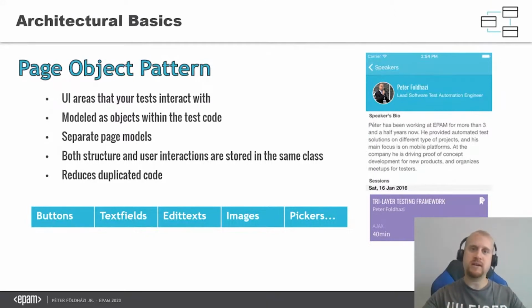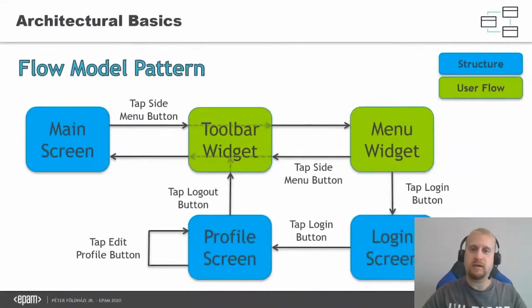So this is breaking the single responsibility principle, and that's one of the reasons, among many others, why I came up with the flow model pattern 7 years ago, at around the same time when I came up with the idea of the tri-layer testing architecture. So what is the flow model pattern? The flow model pattern is basically very similar to the page object.